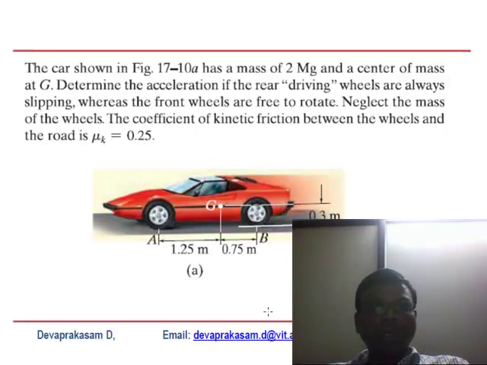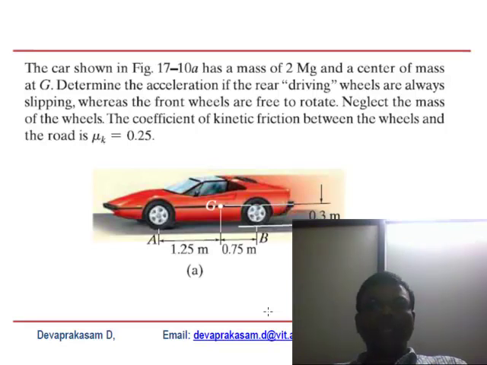The car shown in this figure has a mass of 2000 kilograms, or 2 Mg. The center of mass is at G. Determine the acceleration if the rear driving wheels are always slipping, whereas the front wheels are free to rotate. The constraint here is that if the front wheels are free to rotate, it means there is no friction. The rear wheels are slipping, which means there is friction. Neglect the mass of the wheels. The coefficient of kinetic friction between the wheels and the road is given here.